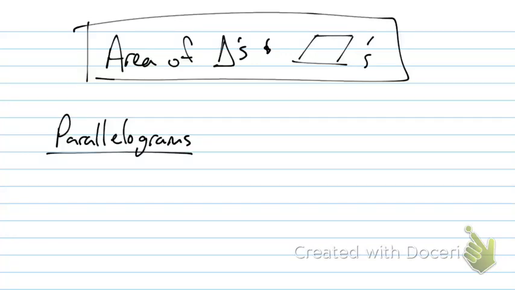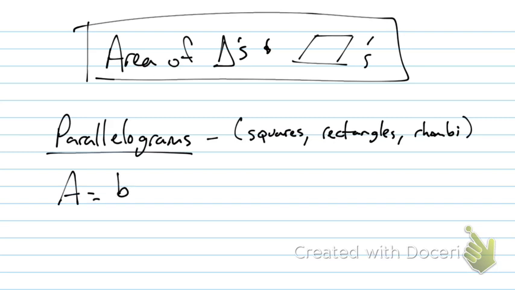So parallelograms, guys, these would include squares, rectangles, and rhombi. Is that how you say rhombuses, plural? Rhombuses or rhombi? Okay. And they all have the same area equation. The area of all of these things is base times height.